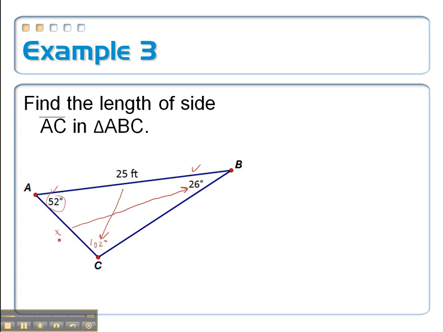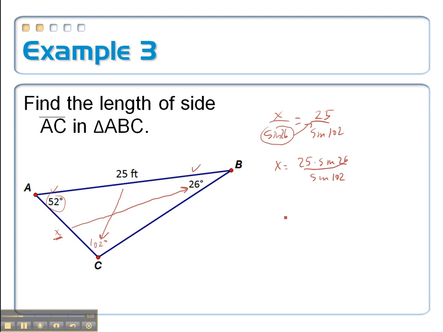I'm looking for a side measurement, so it goes on top. X over the sine of 26, since that's the angle it's opposite, equals 25 over the sine of 102. Again, all I have to do is multiply this sine 26 up to the top. X is equal to 25 times the sine of 26, all divided by sine of 102.